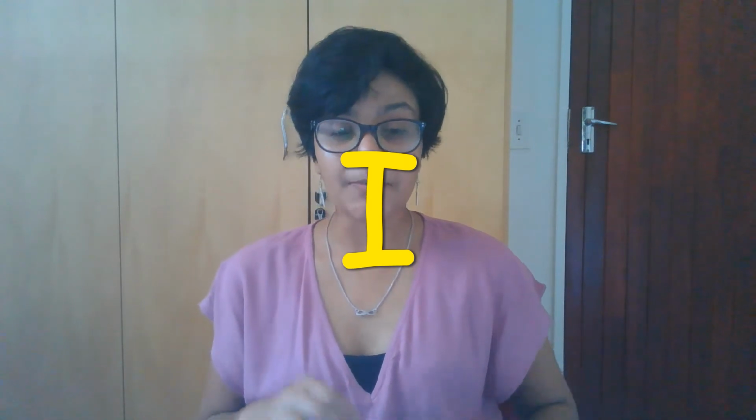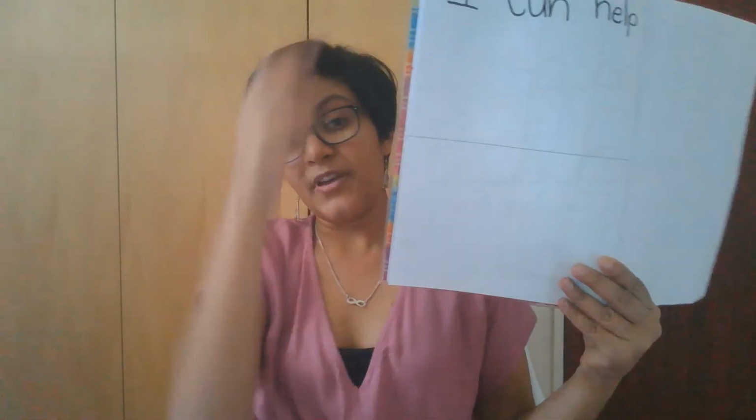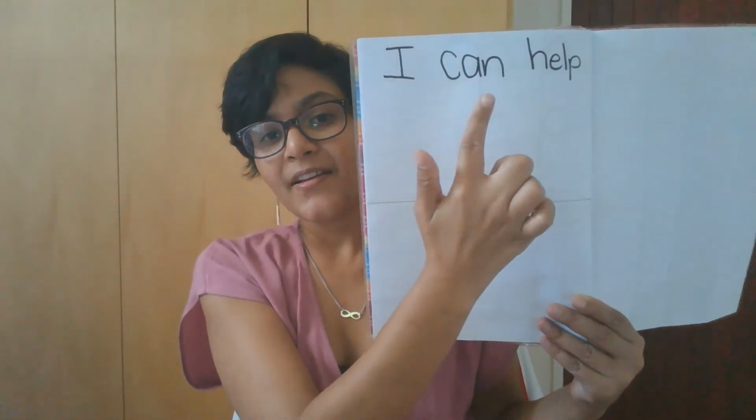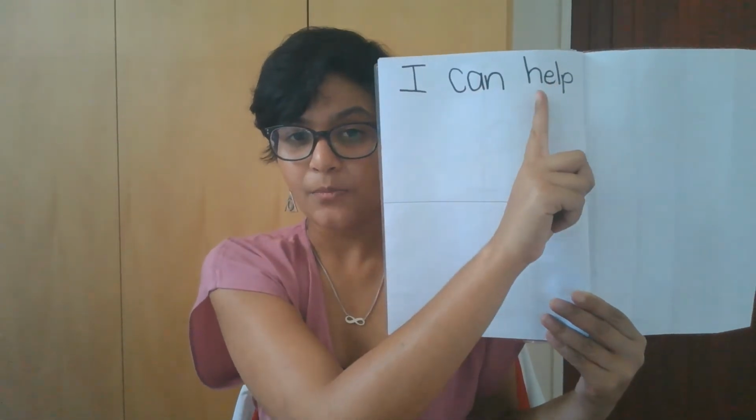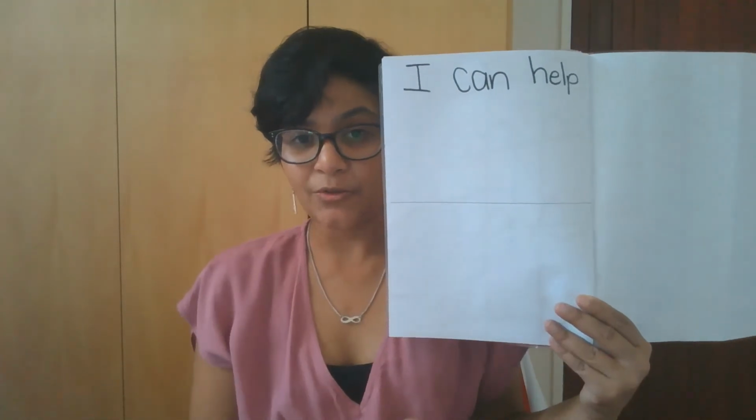So at the bottom, remember, over here, you wrote, I can help. That's already a sentence, and you wrote that yourself. The beginning of the sentence always starts with a capital letter, and the word I, if I'm talking about myself, starts with a capital letter. I can help. You drew a picture of what you can do to help.